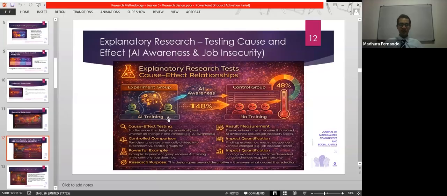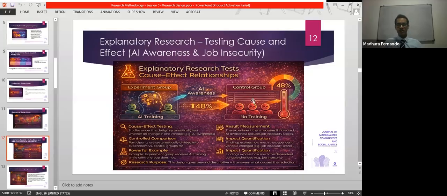So in that case, you have to select two groups. This is the control group without training, and this is the experiment group with training. In this control group, you are controlling all the variables, like age, environmental aspects, organizational culture. Everything is the same as the experimental group. Because what happens if you don't control it?